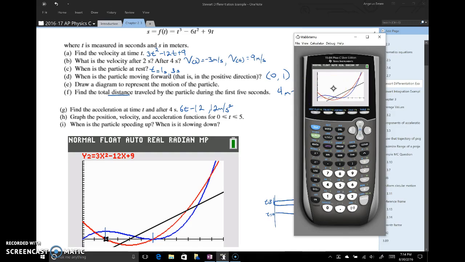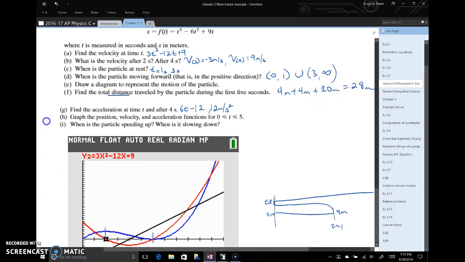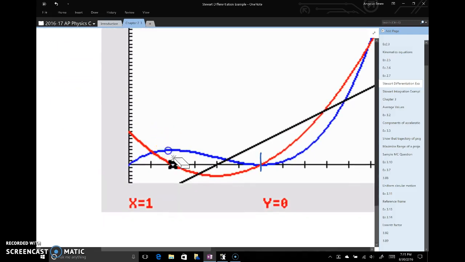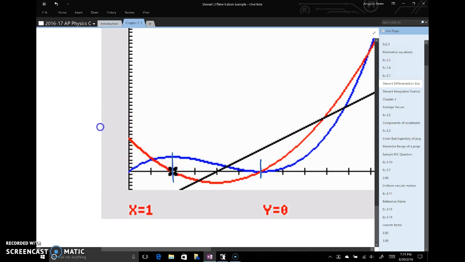Now it says, when is the particle speeding up? When is it slowing down? So we need to ask ourselves, what does it mean to speed up? What does it mean to slow down? Well, it means that the magnitude of our velocity is increasing. Or slowing down means the magnitude of our velocity is decreasing. Remember, the red graph is velocity. So the magnitude of the velocity is initially in this region decreasing. So here we're slowing down from 0 to 1.